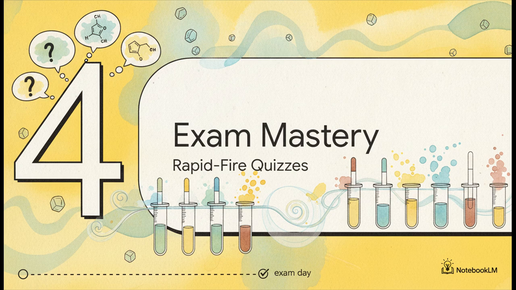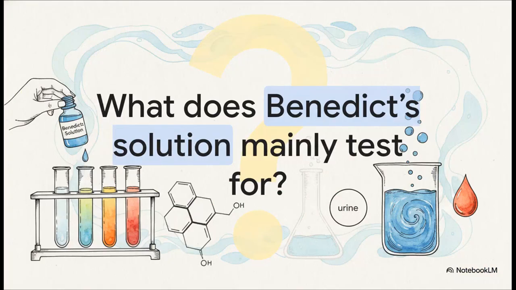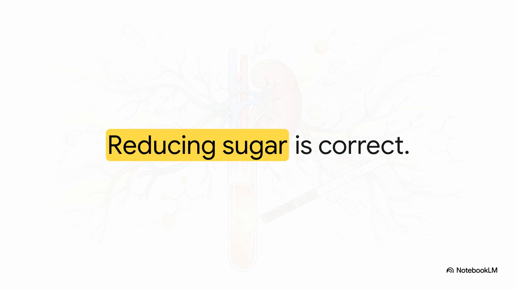Section 4. Exam mastery. Rapid-fire quizzes. All right, you've got the theory down perfectly. So let's lock it in with some rapid-fire questions to get you ready for exam day. Quick quiz number 1. What is Benedict's solution mainly used to test for? Is it A, protein, B, reducing sugar, C, starch, or D, fat? Take a quick second. The answer is B, reducing sugar. Remember, glucose is the prime suspect we're usually looking for. Benedict's doesn't care at all about protein, starch, or fat.